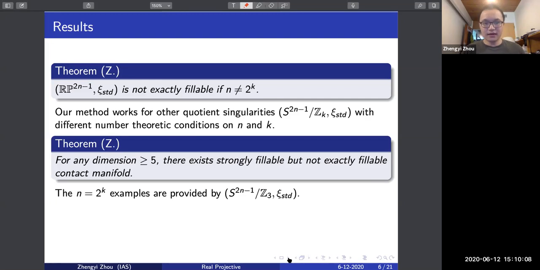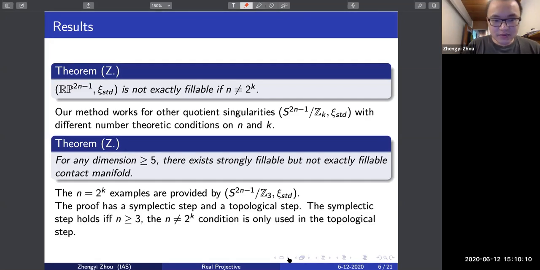The proof actually has basically 2 steps. One is a symplectic step, one is a topological step. The symplectic step only uses the condition that n is bigger or equal to 3, which is the condition in the original conjecture. And the n equals 2^k condition is only used in the topological proposition, but I don't know how to get rid of it.